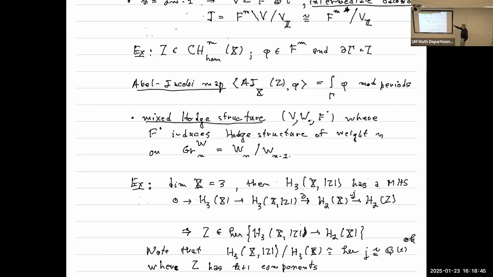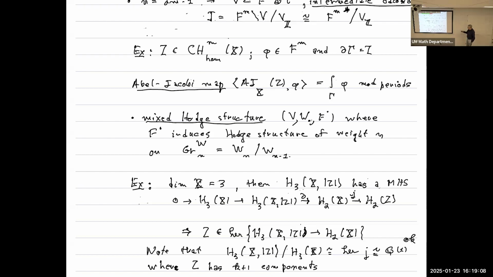And the Abel-Jacobi map for the variety X applied to the cycle Z is a linear function on the first half of the Hodge filtration. It's given by integration of the form over the cycle. So that's the classical definition stacked up in dimensions.